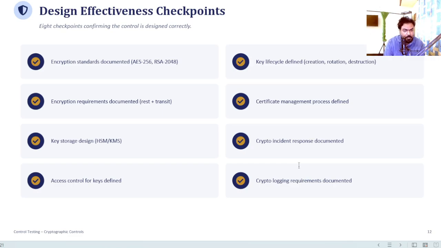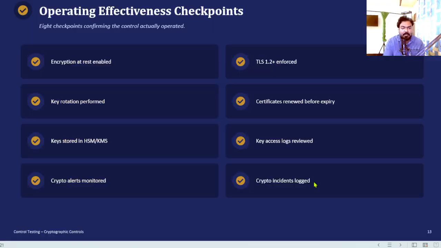Operating effectiveness checkpoints. And here's the operating side, the same 8 ideas, but now you're confirming they actually happened in practice. Encryption at rest enabled, TLS 1.2 or higher enforced, key rotation actually performed, certificates renewed before they expired, keys actually stored in the HSM or KMS, key access logs actually reviewed, crypto alerts actually monitored, and crypto incidents actually logged. Notice the pattern: every design checkpoint has a matching operating checkpoint. That's not a coincidence, that's the whole point of splitting design from operation.